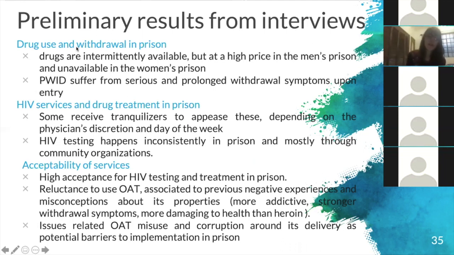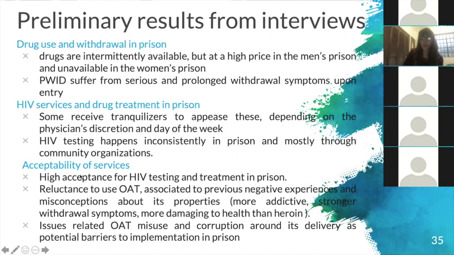Regarding drug use and withdrawal, drugs are intermittently available in prison, but at a very high price in men's prisons and not available in women's prisons. People who inject drugs who enter prison suffer from really serious and prolonged withdrawal symptoms upon entry. In terms of HIV services and drug treatment, some receive tranquilizers to appease them, but this is only if it's on a weekday and if it's at the physician's discretion, so not all are that lucky. And HIV testing happens inconsistently.